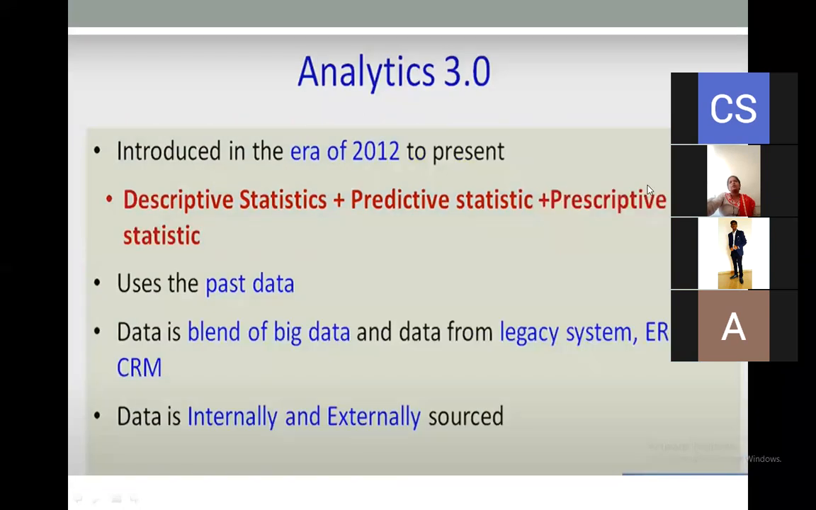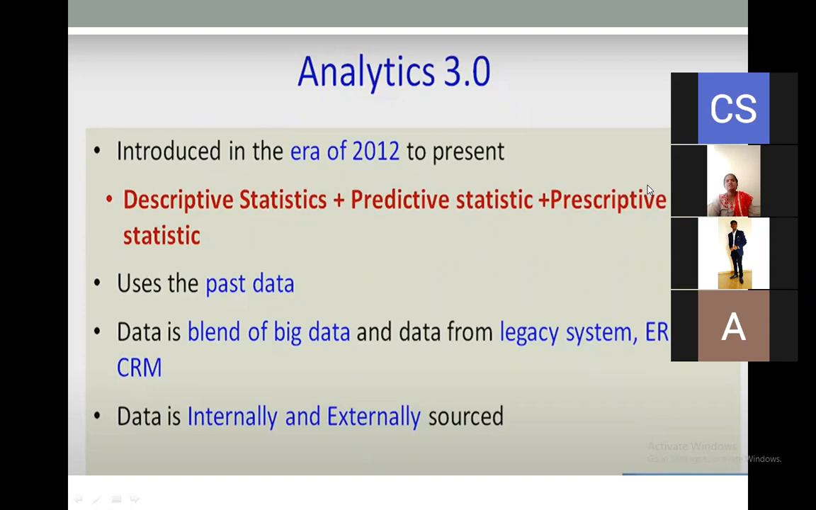Now moving to the next category, that is Analytics 3.0. Analytics 3.0 was introduced in 2012 and runs to the present. In this Analytics 3.0, we are going to perform descriptive, diagnostic, predictive, and prescriptive analytics. Descriptive means what happened.